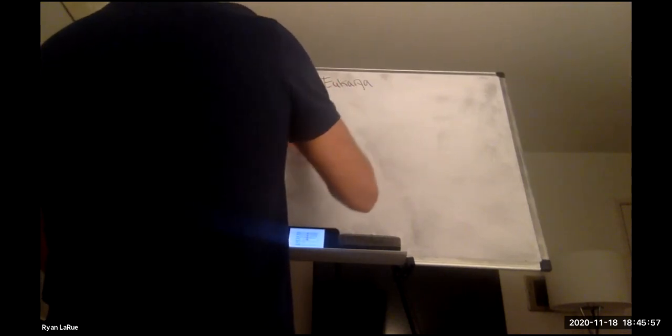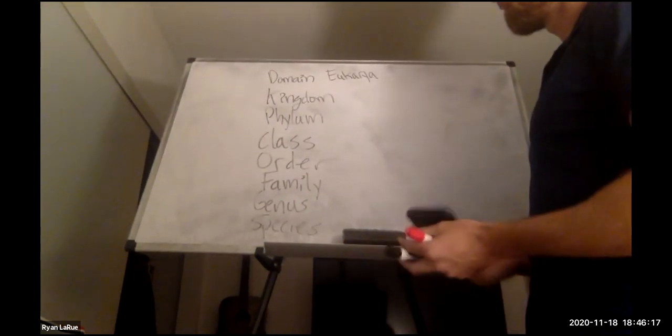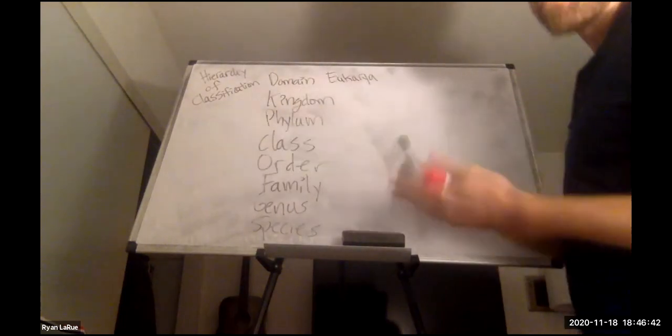So it's domain, kingdom, phylum, class, order, family, genus, and then species. Marker's starting to die. So this is what we call the hierarchy of classification for organisms. And as we go down, we're getting more specific, right? More specific.